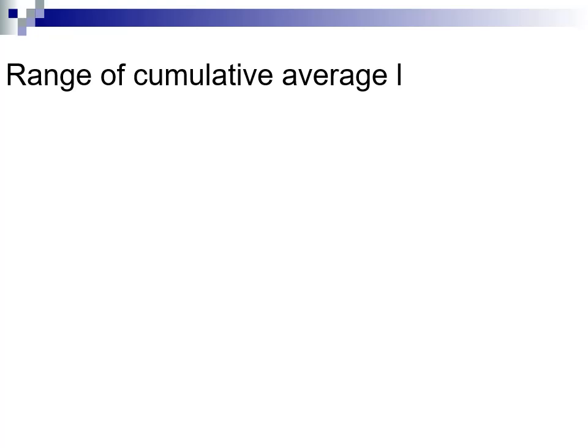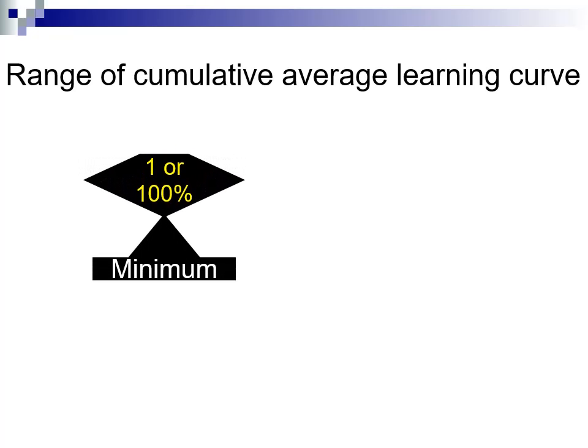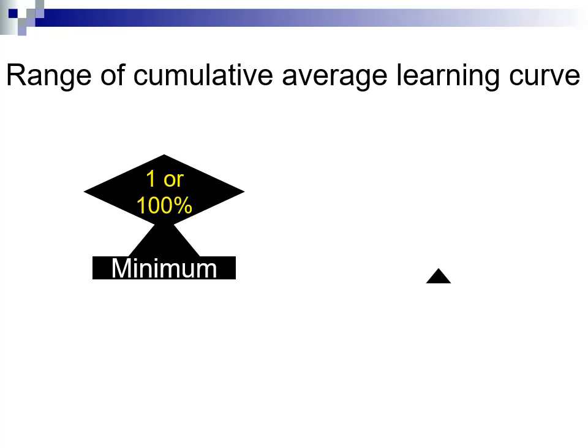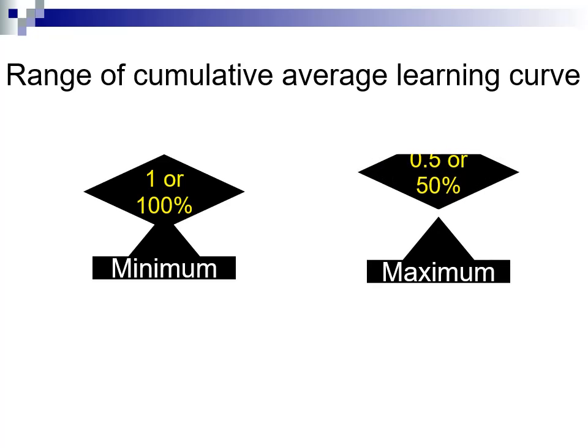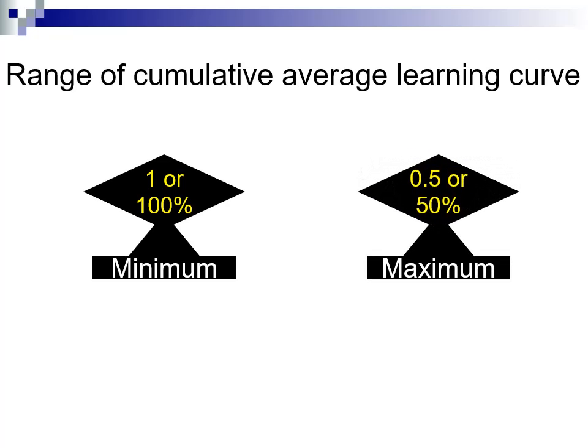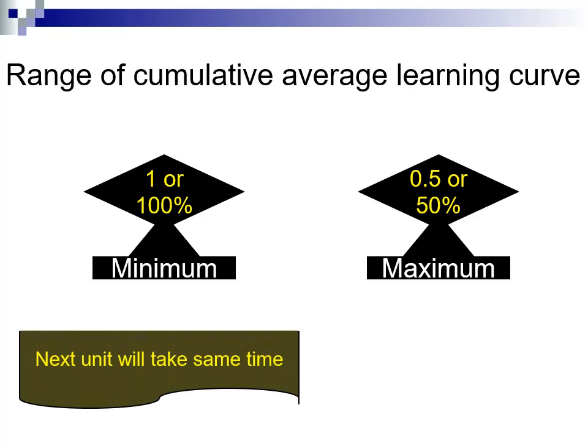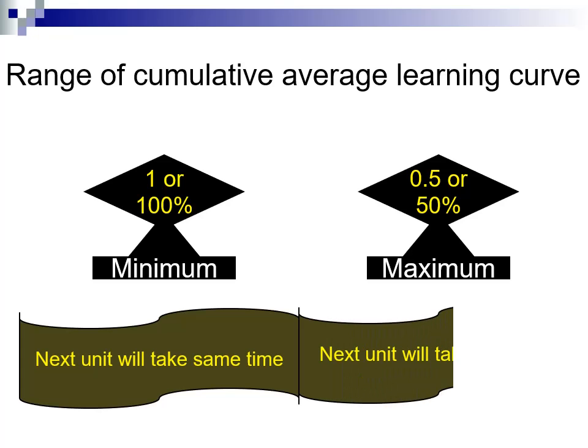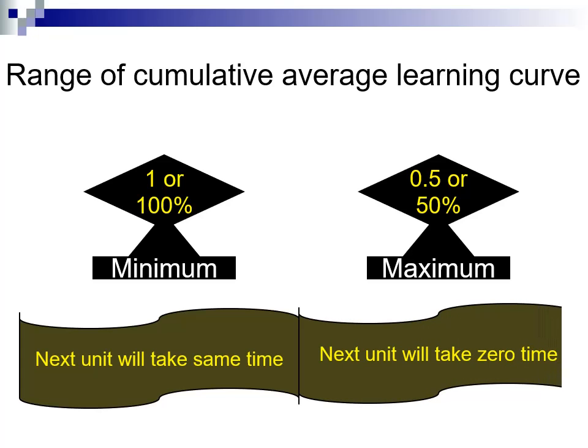The minimum rate of cumulative learning is 1 or 100%, and the maximum rate is 0.5 or 50%. The minimum of 100% means there is no learning effect, or the time required to produce another unit is the same as the first unit. The maximum of 50% means that the next unit will take 0 time, and the total time to produce the 2 units is the same as the first unit alone.